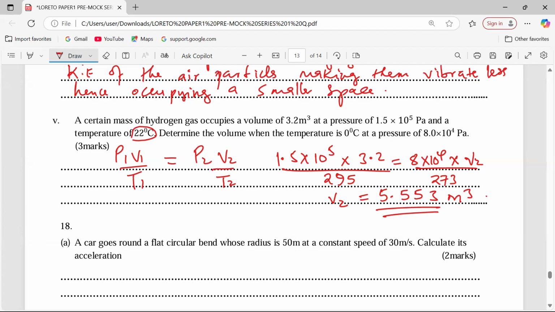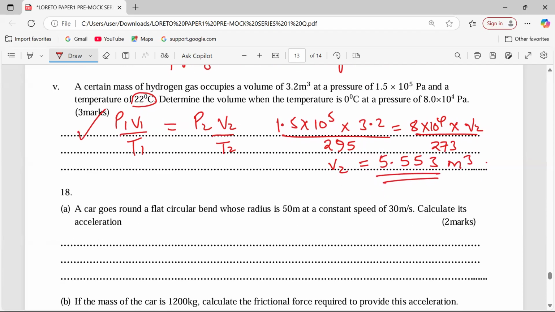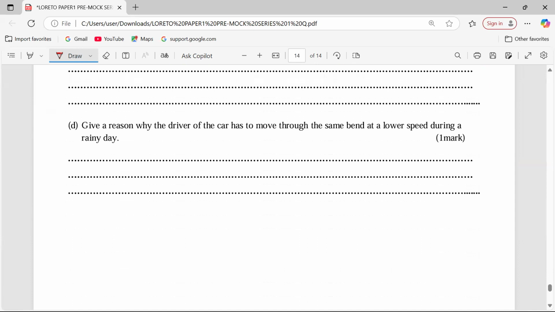So we just remain with V2. We can multiply both sides by 273 over 8 times 10 power 4, and we get the new volume. So this is the equation to work with in such a case.